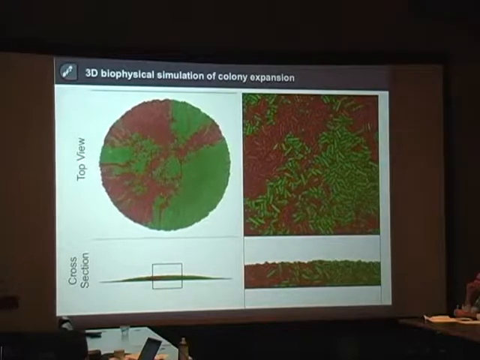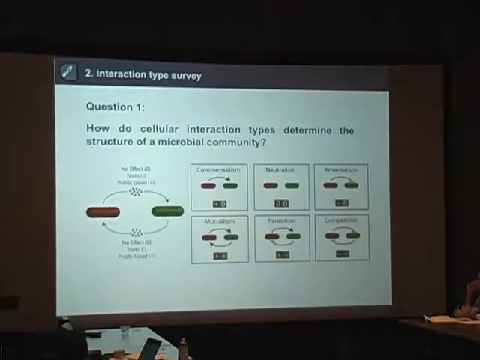All right. So with this platform, we want to ask some simple questions. The first question we want to ask is: how does cell interaction type determine the structural community? I mentioned that bacteria have different types of interaction. They could compete, cooperate, and have amensalism, mutualism, and so on. Then we ask how the mode of interaction could lead to the alteration of spatial structures.